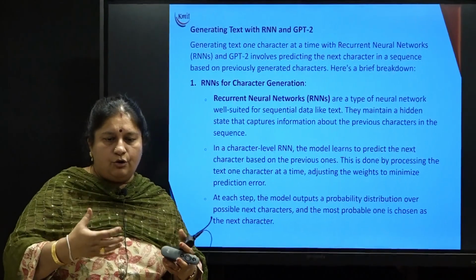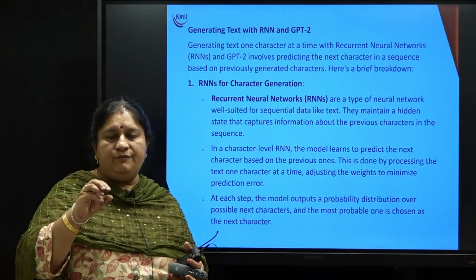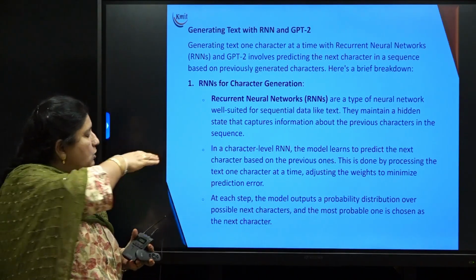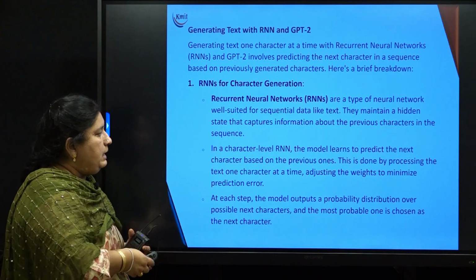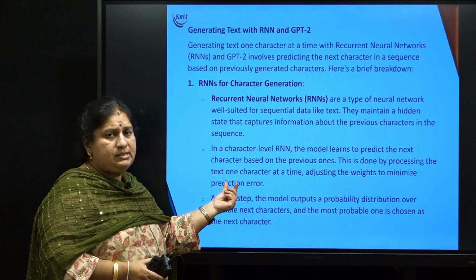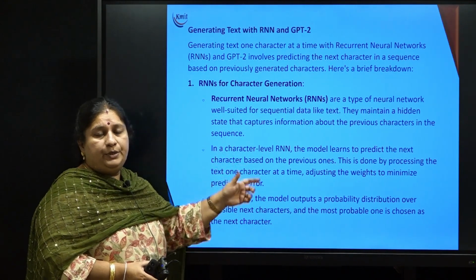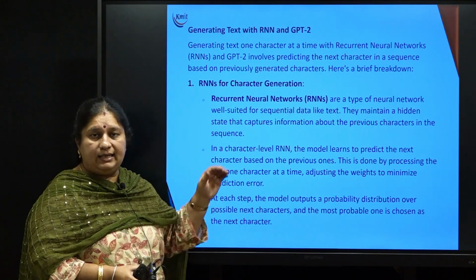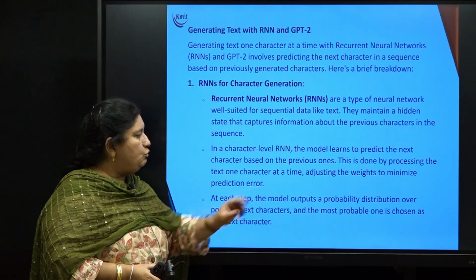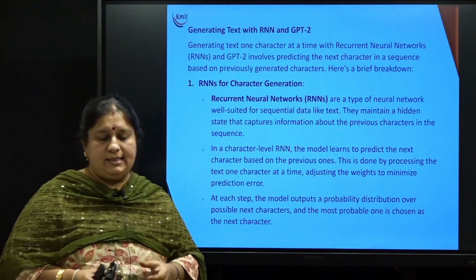See, if you are going to work with an attention mechanism, you are going to assign weights to the words, where the word is a token. Now in this, because the character is our token, we are going to adjust the weights in order to minimize the prediction errors. What kind of predictions are we doing? We are going to predict what would be the next character in the sequence. At each step, the model outputs a probability distribution over possible next characters.